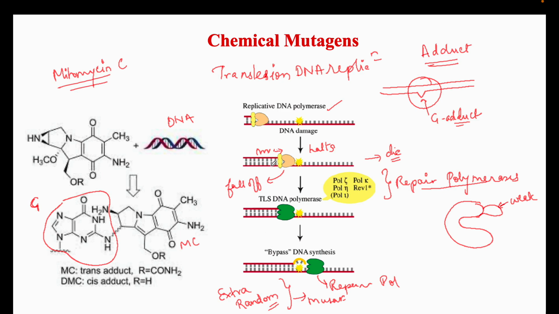So mitomycin C, what it does, it forms a G adduct. Okay, it forms G adducts. This is very important. It forms G adducts in the DNA.